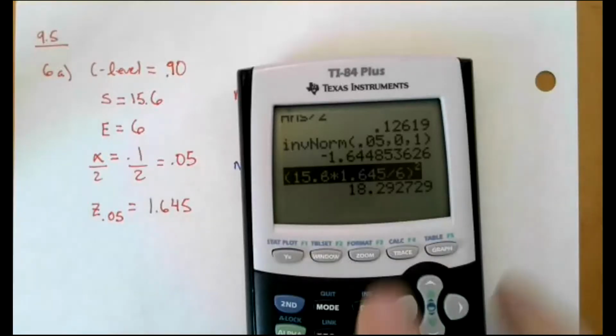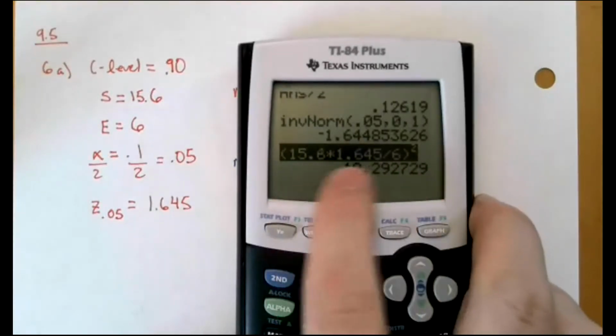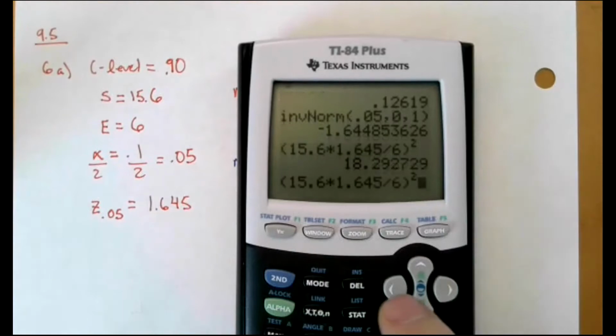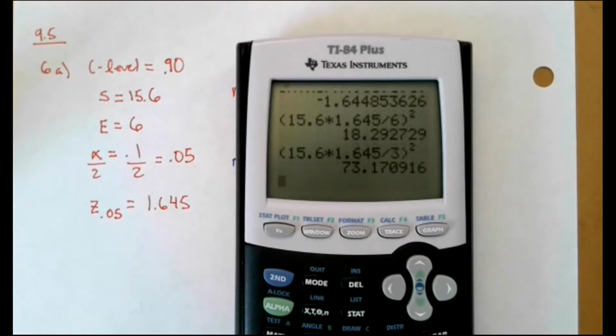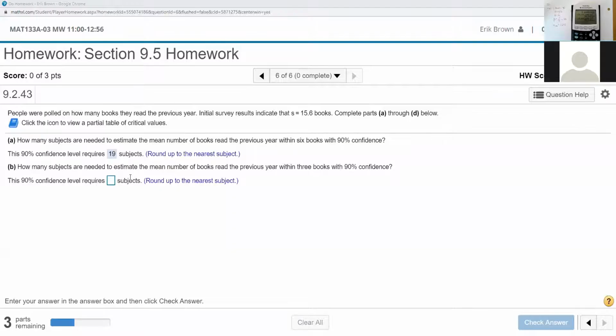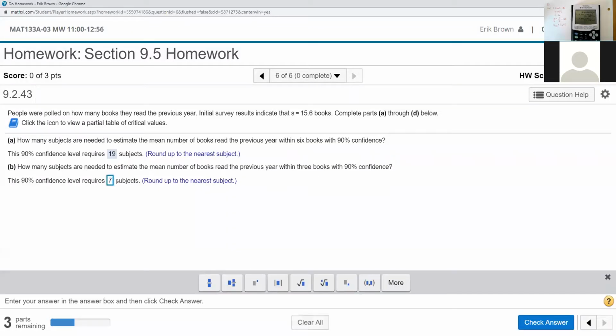So I'm going to go back in my calculator and select where this formula was. And where there's a 6, I'm going to change that to a 3. And this would become the new answer, 73.17. So I'm seeing that as 74. So let me share my screen again, and I'll type in 74.